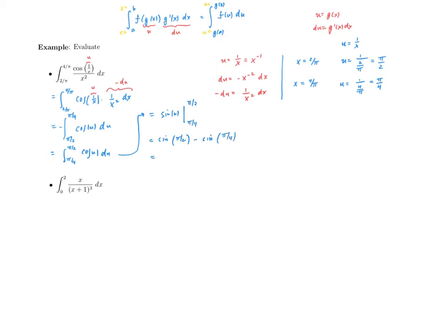And as these are trig functions with common angles, we most definitely need to take this one step further. Sine of pi over 2 is 1. Sine of pi over 4 is 1 over root 2.